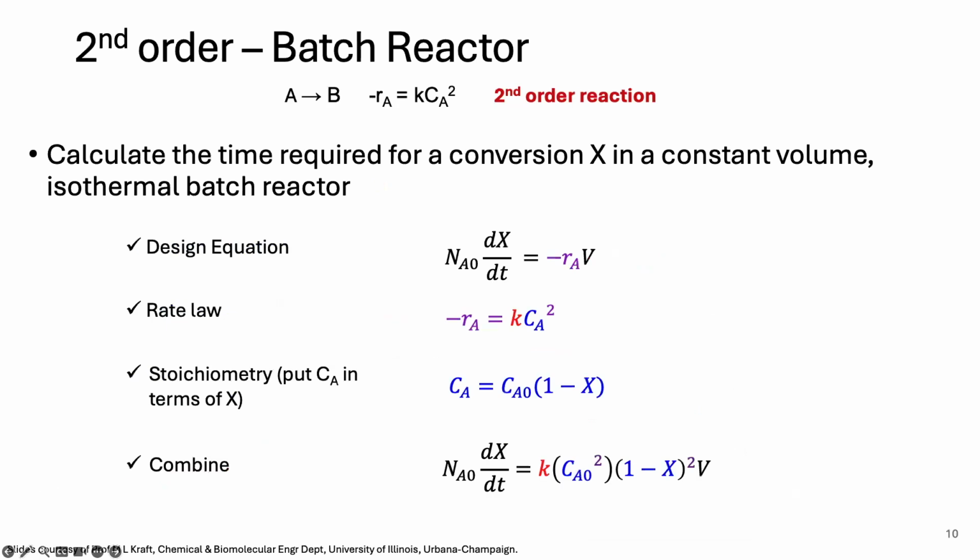How about when we have a second order reaction? So now what's changed? Our rate law has changed. Now it's a function of CA squared, but everything else remains the same. We have the same design equation.